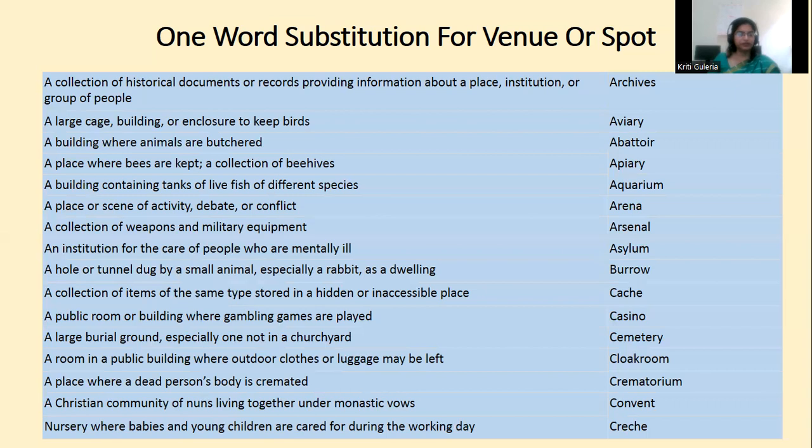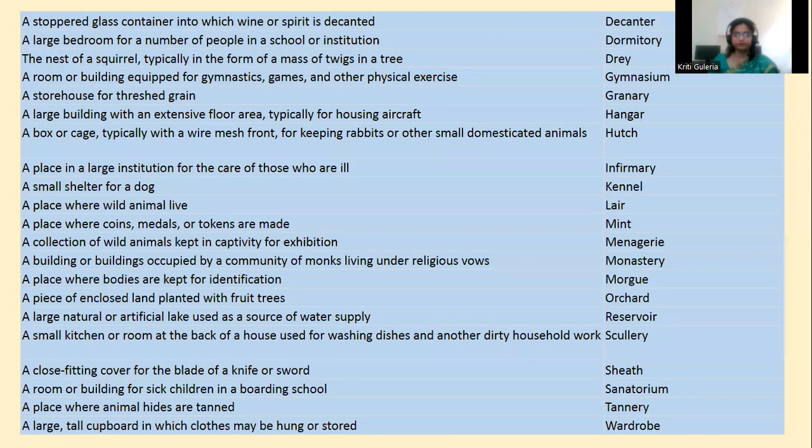Next phrase: a place where a dead person's body is cremated is referred to as crematorium. A Christian community of nuns living together under monastic vows is referred to as convent. A nursery where babies and young children are cared for during the working day is referred to as creche. So these are certain venues or spots, and one specific word specifies the meaning, right?